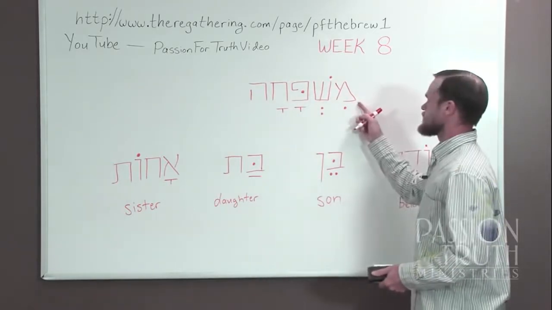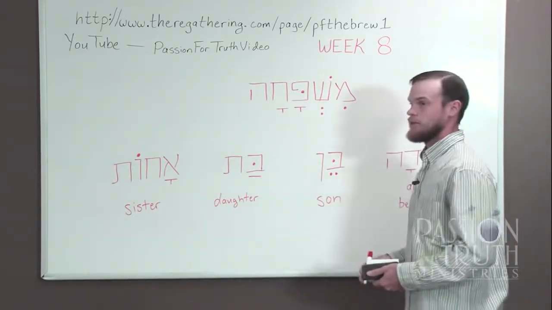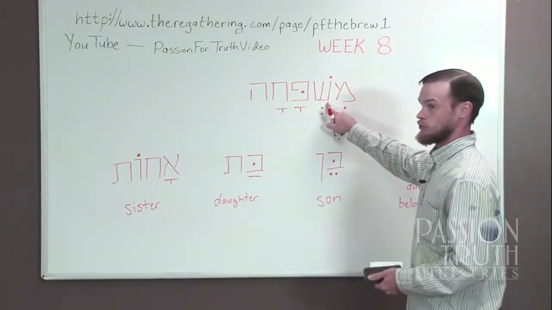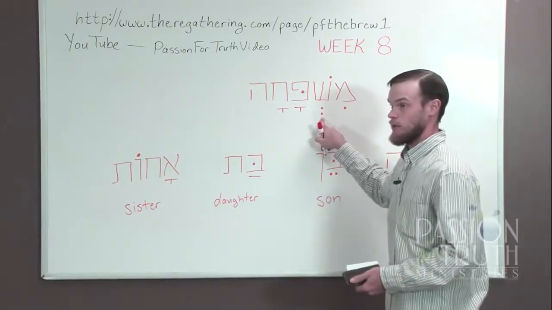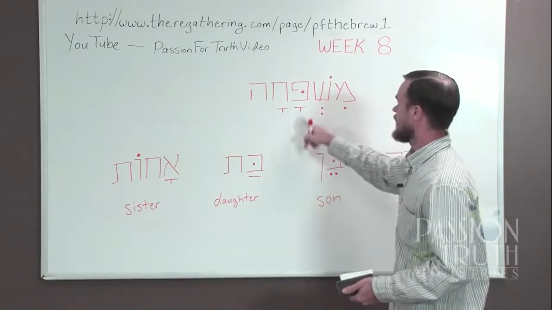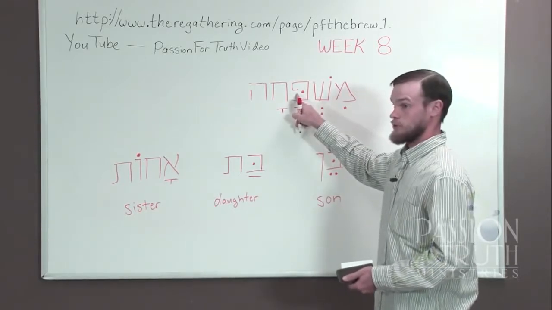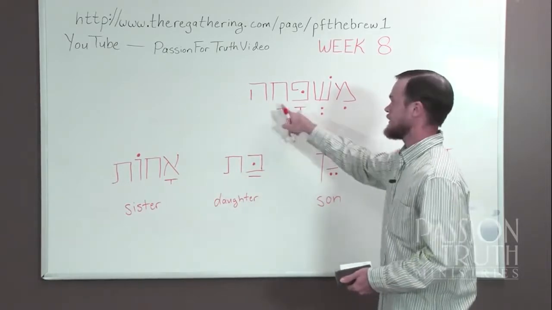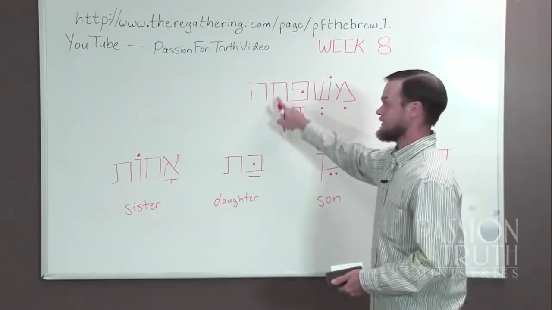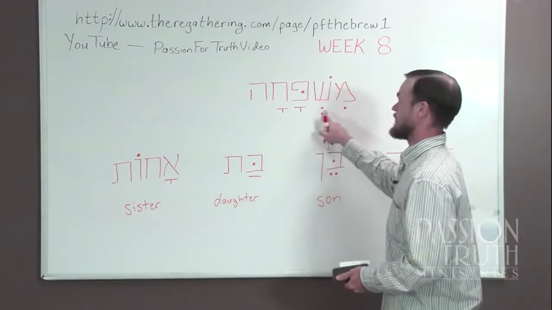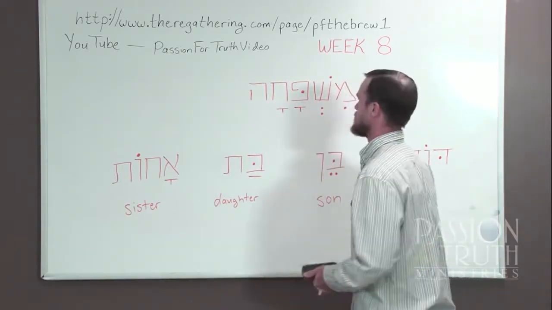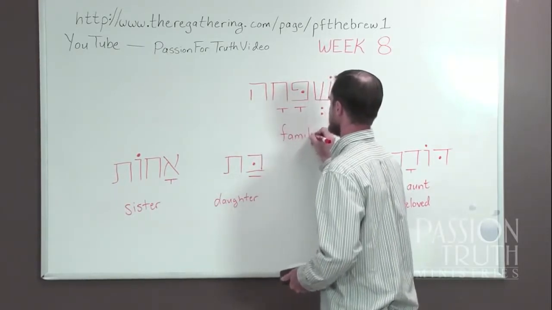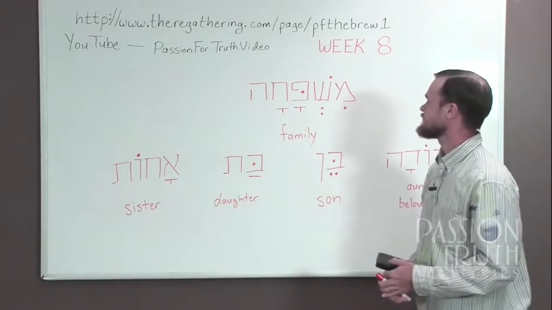So we've got the M of the mem, short I of the chirik, so mi. Shin is sh. The shva makes no sound, so we've got mish. Pei with the dagesh is p, or pa. Mish-pa. Chet is ch, and ah after that. So mishpacha. That is a family.